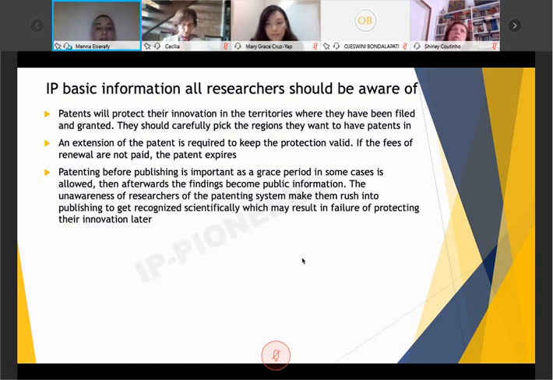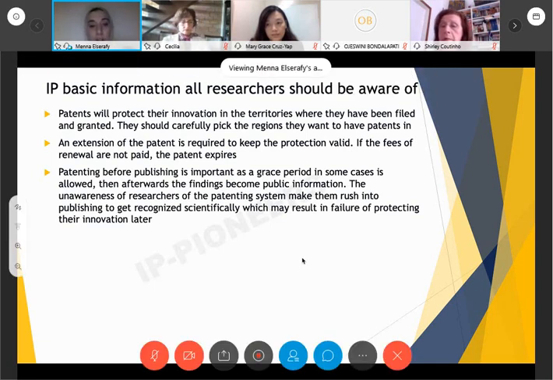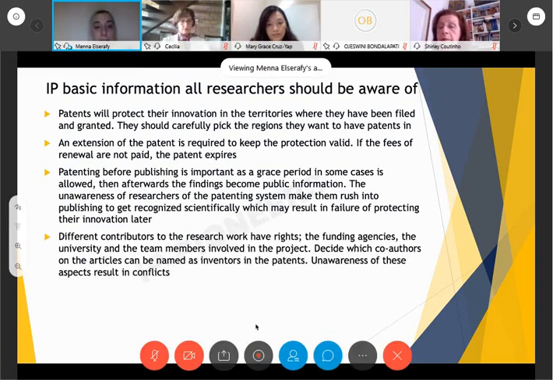So rushing into publishing, or being unaware of the innovation potential that the researcher has, can always result in a problem and prevent him or her from protecting their innovation later on.